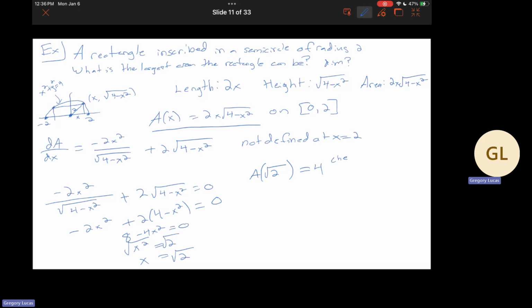So I want you to check this. And then let's also check those endpoints. So we said this was defined from 0 to 2. Let's just make sure those aren't maximum values. Most likely they're not going to be, because then we know our rectangle is flat. But A of 0 would be 0, and also A of 2 would be 0. All right. So we know those aren't the maximized area. So the area has a max value of 4. Okay.